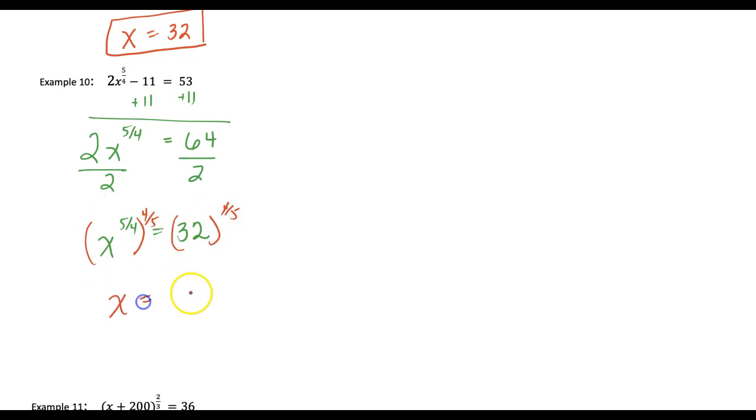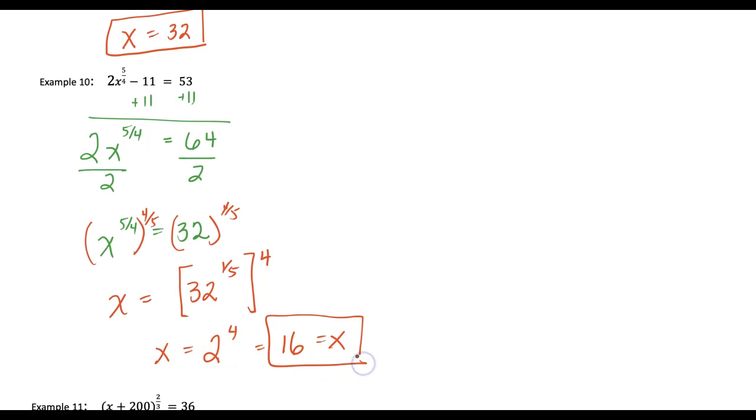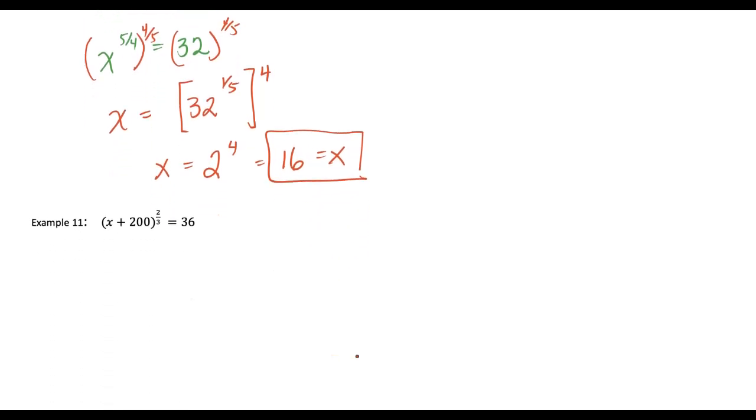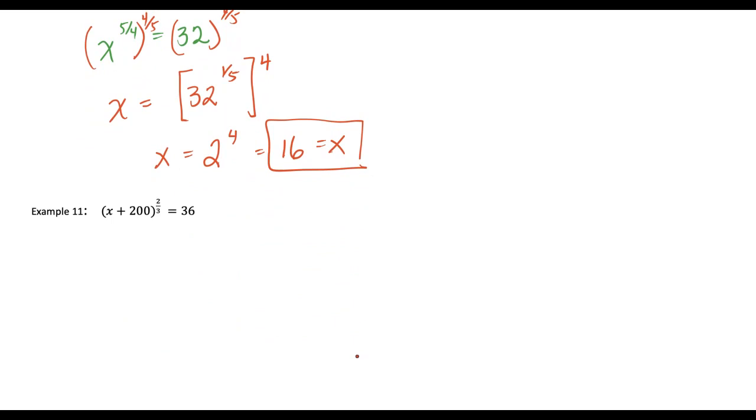Notice that the 4/5 exponent really means 32 to the 1/5, which is the 5th root. And then later we'll use the 4th power. So 32 to the 1/5 power is a 2. And then raised to the 4th power is going to be a 16. So we end up with an answer of 16. Let's take a look at one more example, example 11.